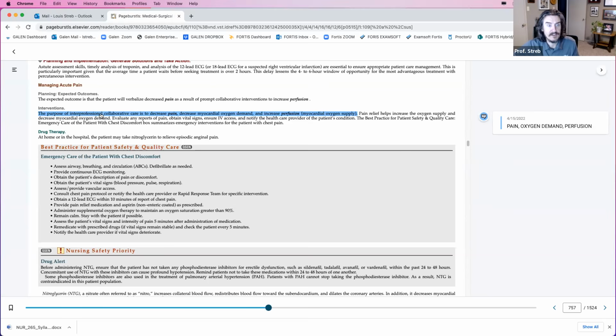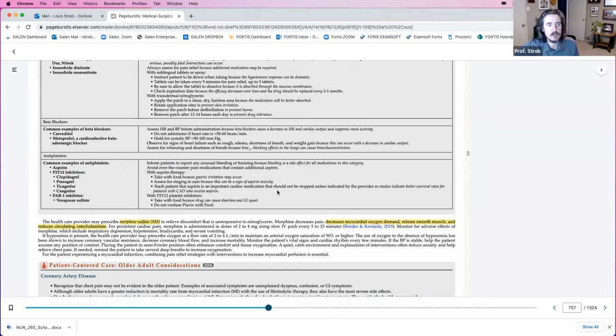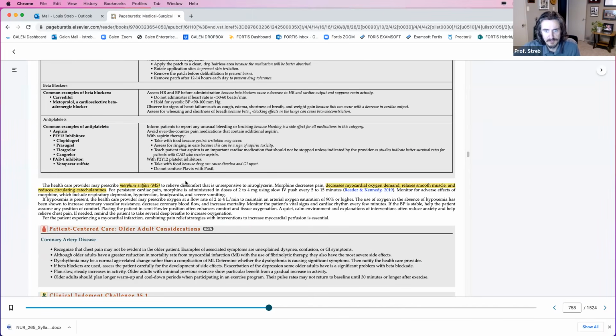So I put a couple more things in here. The purpose of interprofessional collaborative care is to decrease pain, to decrease myocardial oxygen demand, and to increase perfusion. Everything that we're going to do is going to decrease pain, increase perfusion, and decrease oxygen demand. Everything we do is geared towards that. Morphine sulfate decreases myocardial oxygen demand. It relaxes smooth muscle. It reduces the circulating epinephrine and norepinephrine so it doesn't make the heart work harder.